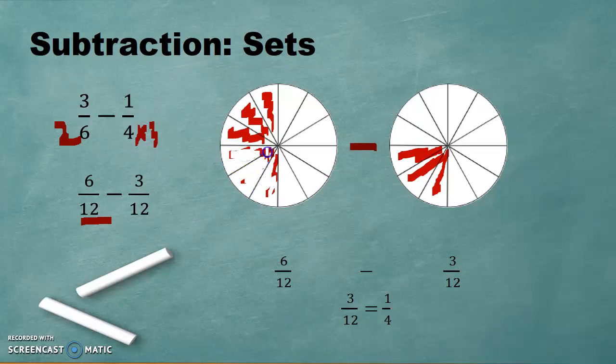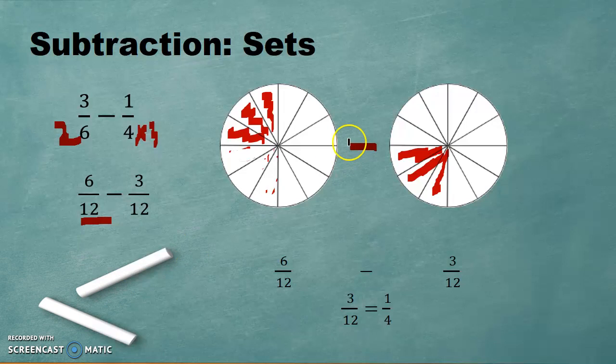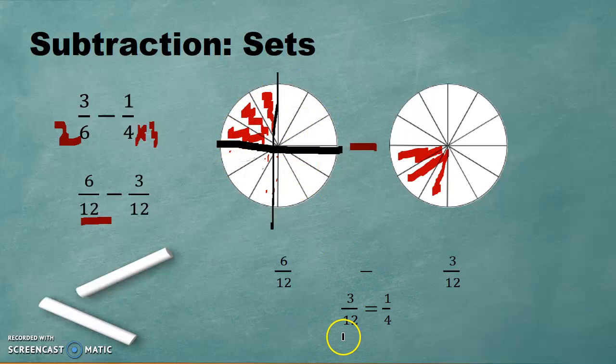Which leaves us with 3/12, which, as you can see, if we were to divide this into fourths, 3 out of 12 is the same as 1/4. Right here. So our difference is 1/4.